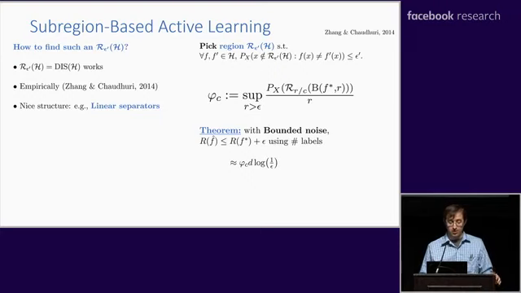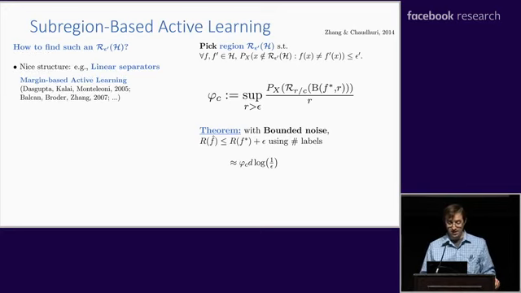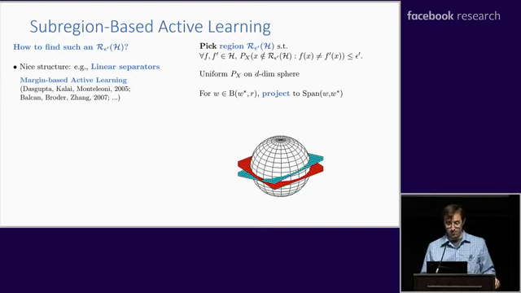Another approach, which goes into literature that actually predates this paper, is using some nice structure in the hypothesis class and distribution. This is where we get into, for linear separators, for example, this notion of margin-based active learning. I'll just describe that in some detail here. So remember, for simplicity, let's talk about a uniform distribution on a d-dimensional sphere.